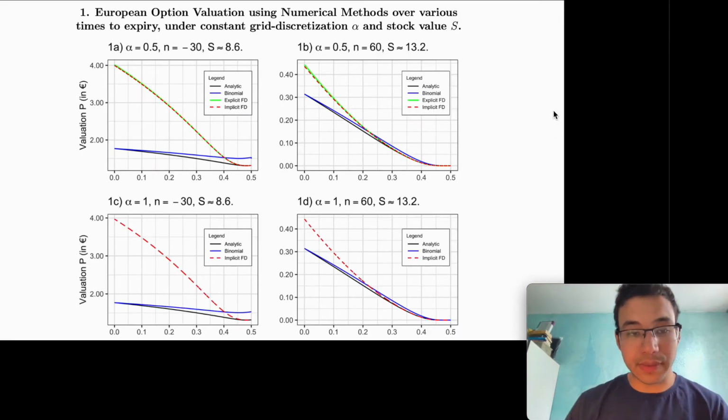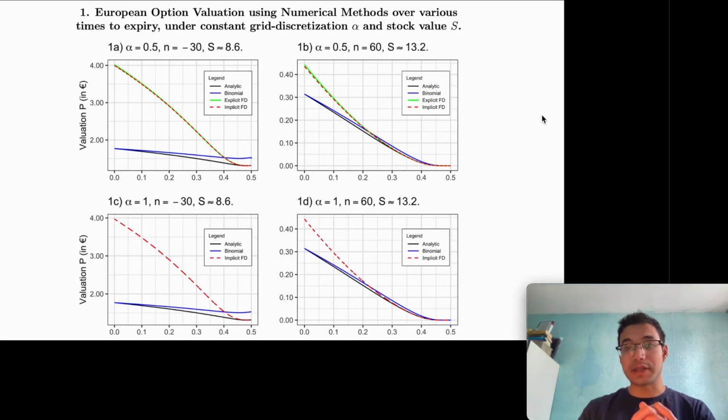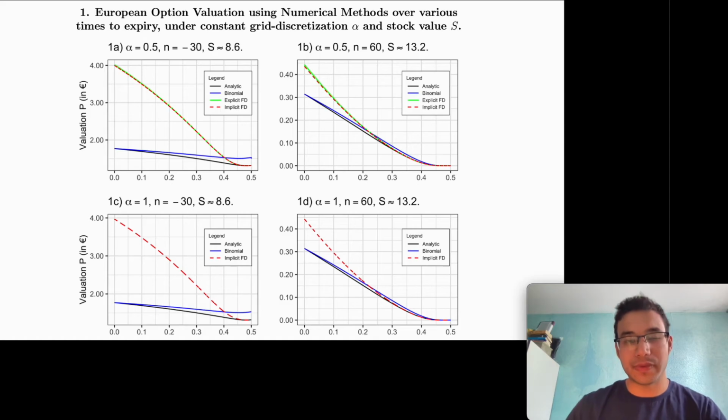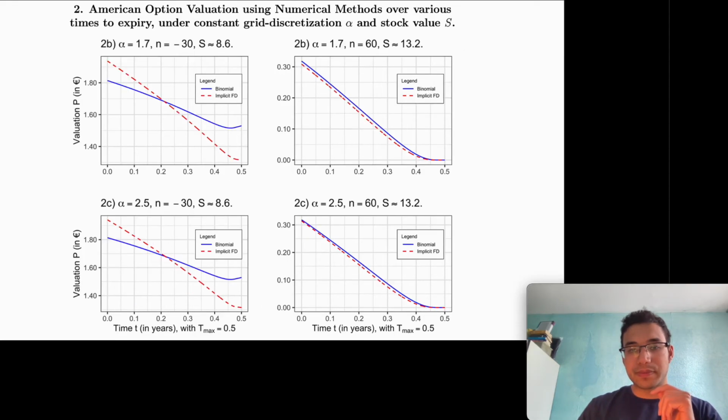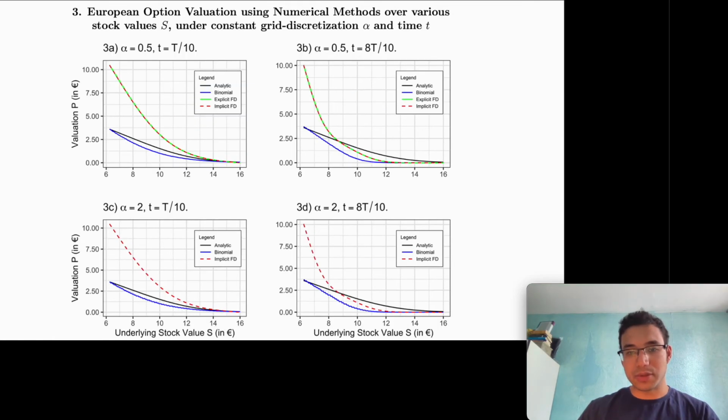First of all, varying the time to expiry and keeping the stock value fixed, we observe a discrepancy of a very particular nature of the finite difference method from the binomial result for the European put problem. But for the American put problem, no such discrepancy can be observed. A similar pattern can be observed if we let the stock value vary and the time to expiry fixed.